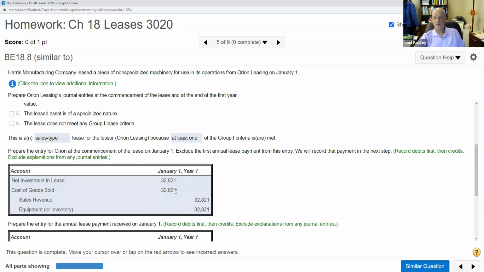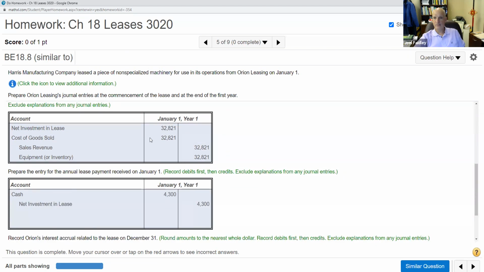So I'm booking both the movement of that asset from my books at Orion to Harris, right? And Harris books, if you were doing this sort of side by side, Harris is going to have what? A debit to right of use asset and a credit to the liability. So the credit to the liability is in conjunction to the investment in lease from Orion's standpoint.